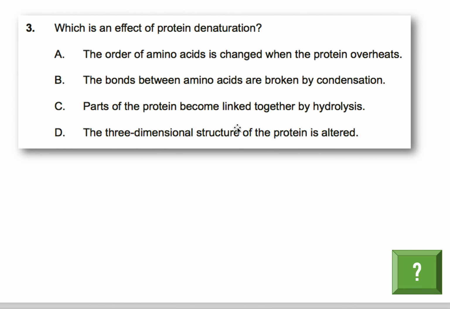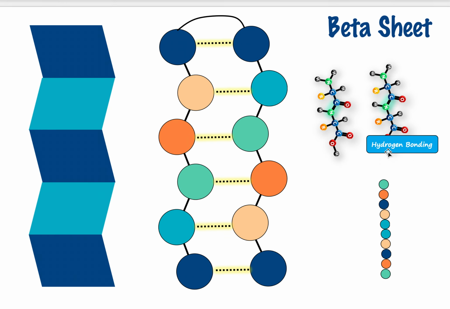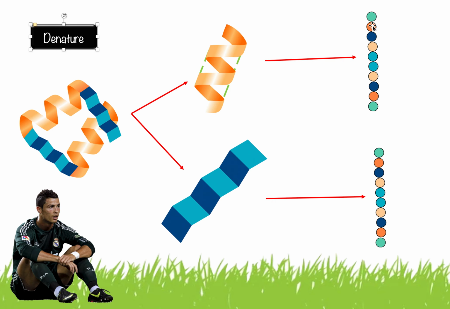This is just a run over of the questions. So is it A, the order of amino acids is changed when the protein overheats? We know one of the things that can cause denaturation is temperature. When you increase the temperature, you can denature a protein. Now, the thing that is wrong about A is they're saying the order of amino acids can be changed. But I just emphasized that when you denature something, you pretty much return it back to its original primary structure. You don't change the order of these amino acids.